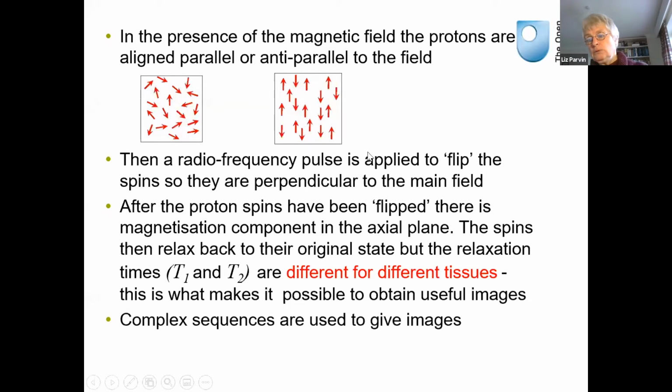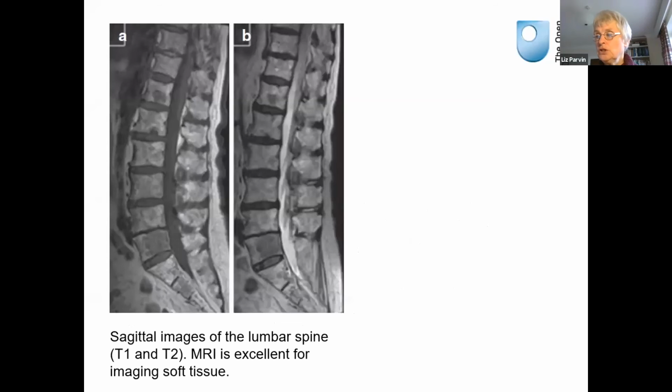Very complex sequences of fields require you to know where the signal is coming from and how to flip the spins. But I'll just show you an image here. This is an image of the spine, and you can see that this person's got some problems with the discs down here.